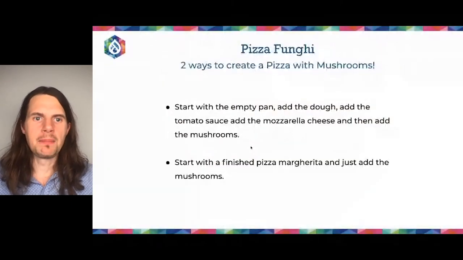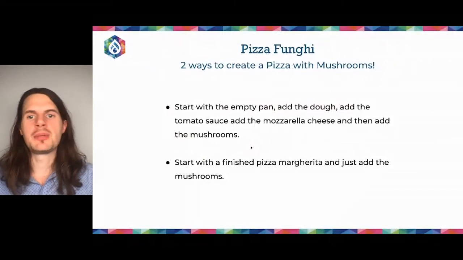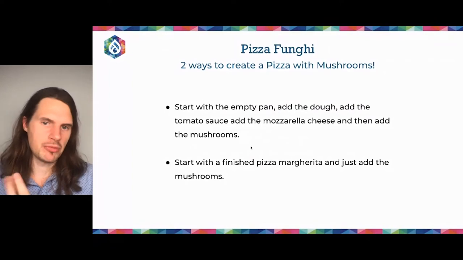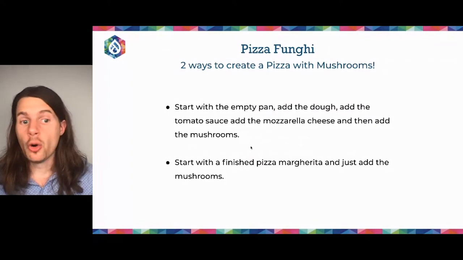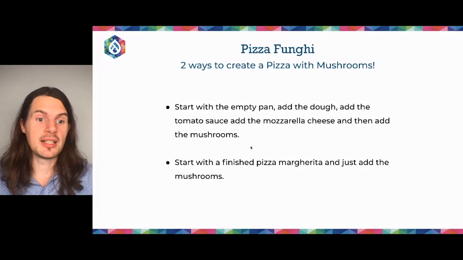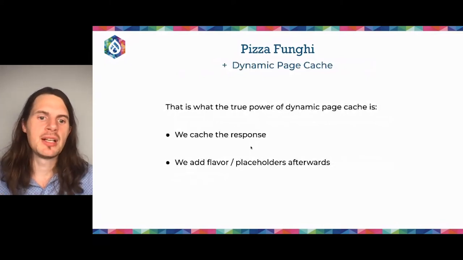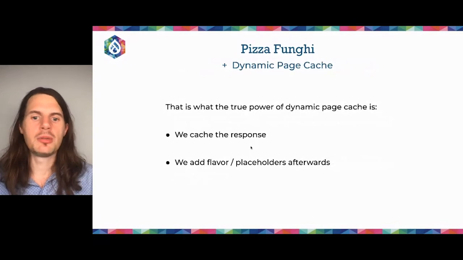So now we would have two ways to create a pizza with mushrooms. We could start with an empty pan. We could add the dough, add the tomato sauce, add the mozzarella cheese, and then add the mushroom. So that's one possibility. Or we could just use a finished pizza margherita and just add the mushrooms to it. So that's probably a much more efficient way. And that's actually what the true power of dynamic page cache is. We cache the response, and then we add the flavor with placeholders afterwards.